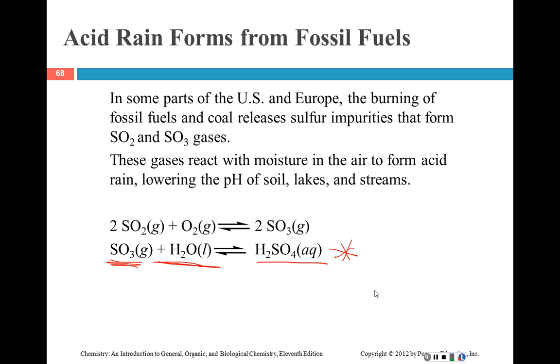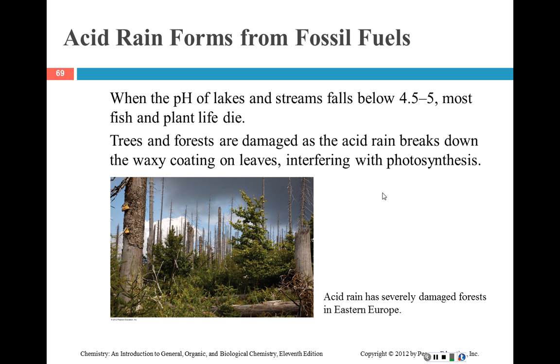So instead of the lovely little carbonic acid coming down, we're going to be raining down sulfuric acid. And when you add sulfuric acid to nature, it is going to lower the pH of our streams and our lakes. And when the pH of the lakes and streams gets below 4.5 to 5, and that's pretty low, right? Most fish and plant life will die. Trees and forests are also damaged as the acid rain breaks down the leaves and interferes with photosynthesis.